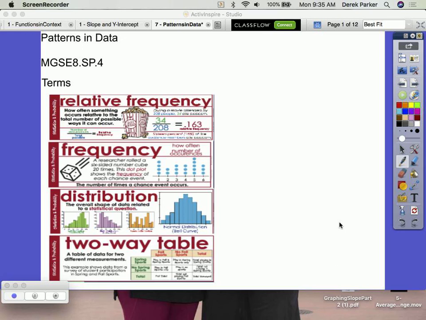Last standard of this unit, you're going to learn how to use patterns in data, and this is SP4. Relative frequency, frequency distribution, and a two-way table. These are the new terms besides frequency and distribution that will be new to you. And we'll get to those in a second.